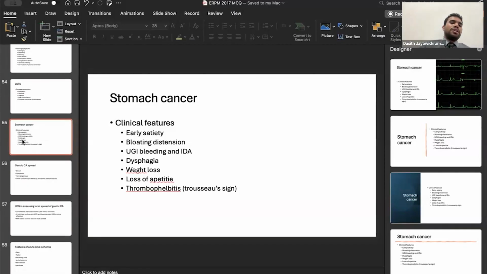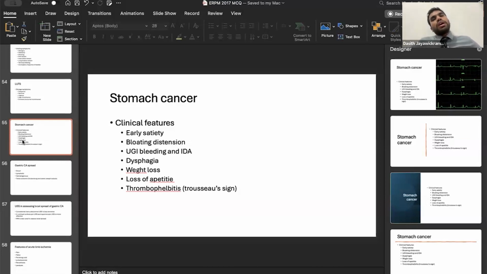So remember that. It can cause dysphagia, and it can also cause a sign called Trousseau's sign. It develops thrombophlebitis in the superficial veins. It occurs as a paraneoplastic reaction. Okay. So let's look at the MCQ. Bile-stained vomiting in the majority? No. So why would stomach cancer cause bile-stained vomiting?